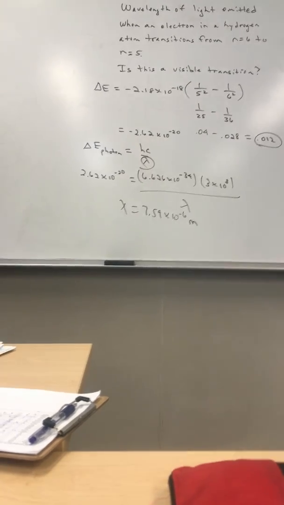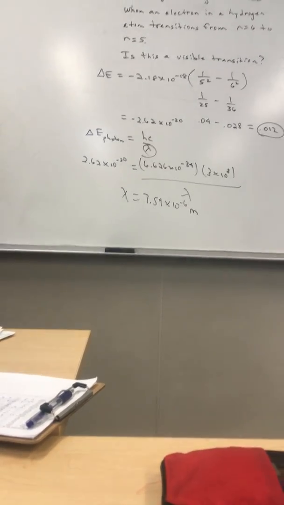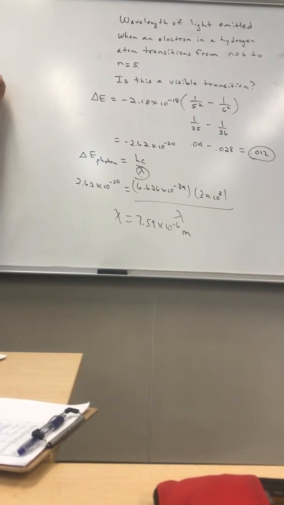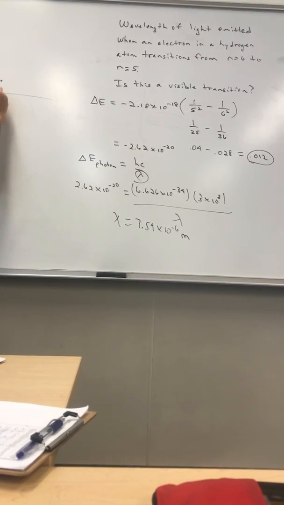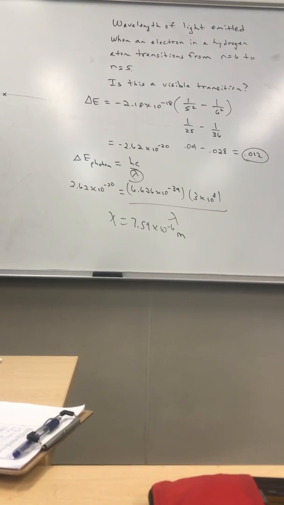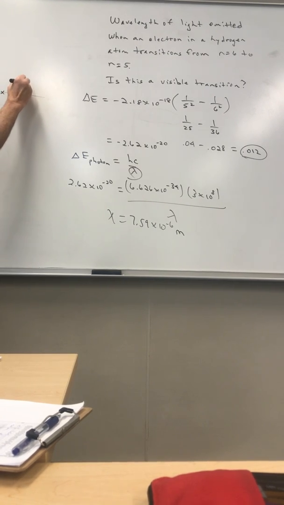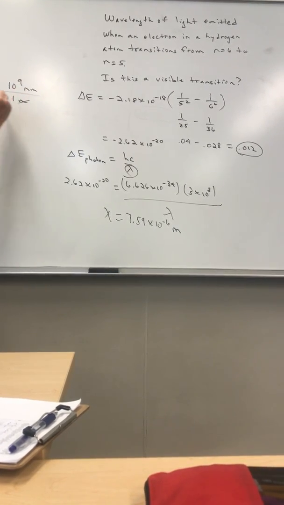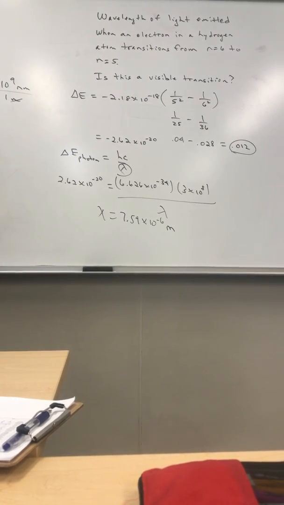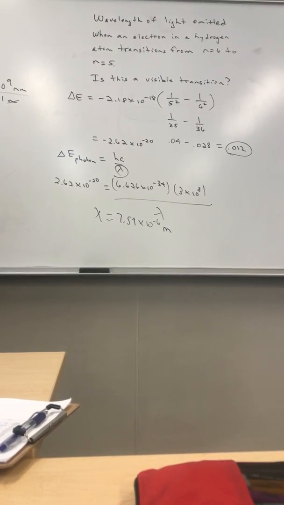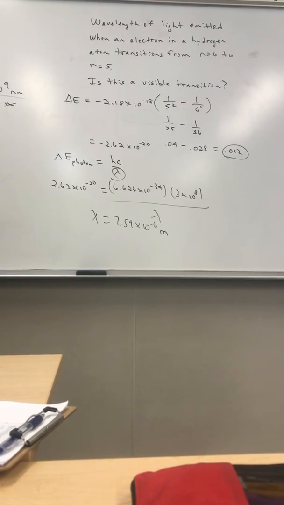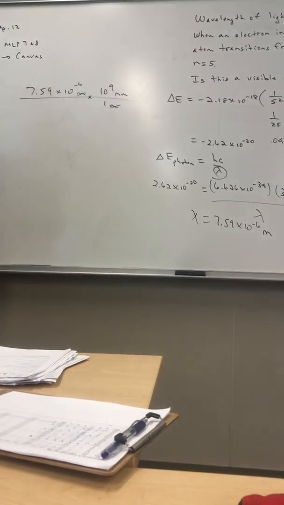So let's go back to 7.59 times 10 to the minus 6 meters. And what's the conversion? 1 meter equals 10 to the 9 nanometers. 10 to the 9th nanometers up here, and 1 meter on the bottom. So again, if you always do it this way, you don't have to think about whether you multiply or divide and what goes where. So that is what, 7,590?